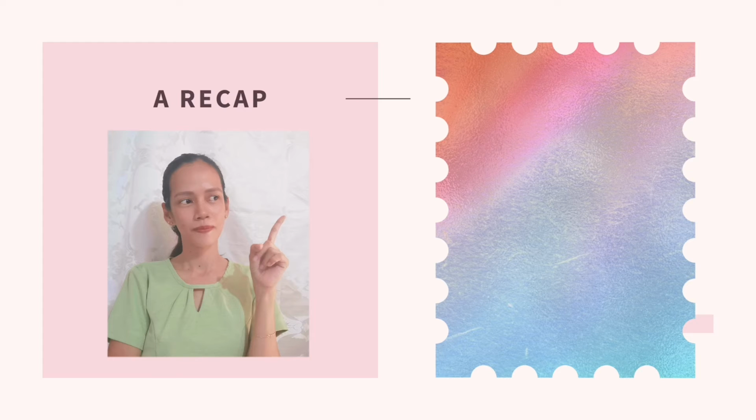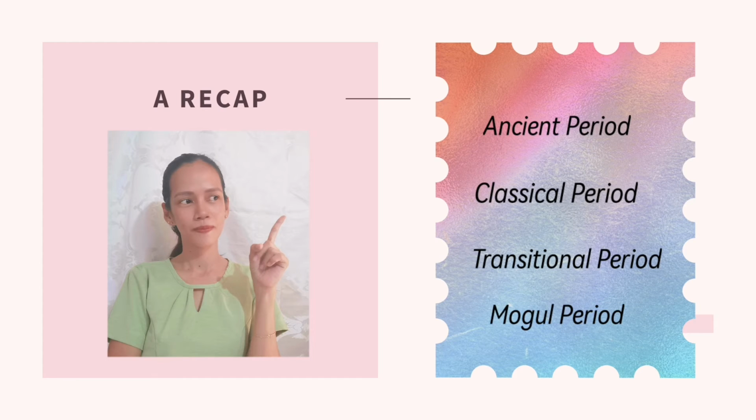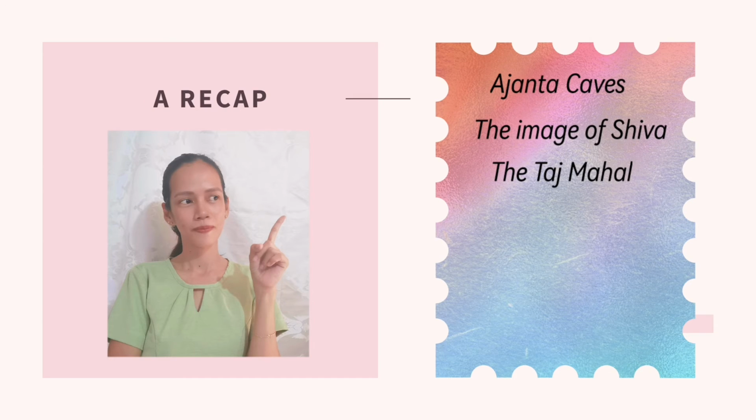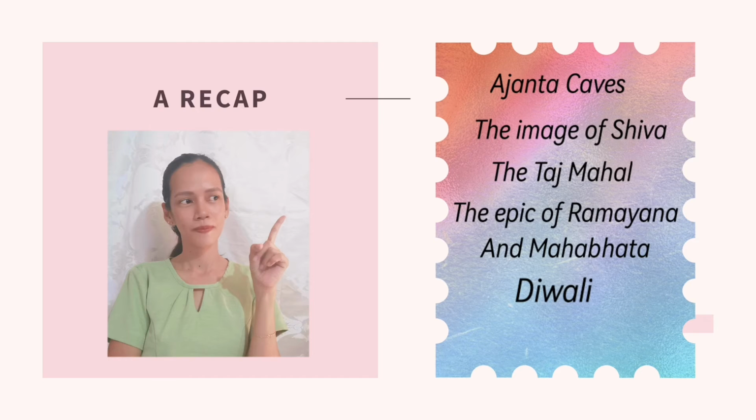Finally, we have discovered how beautiful the Indian arts are and even learned the different arts periods. Let us have a short recap of the different periods. These are the following: Ancient Period, Classical Period, Transitional Period, and Mughal Period. And also, the famous arts still present are the following: the Ajanta Caves, the image of Shiva, the Taj Mahal, Ramayana and Mahabharata, Diwali, and the Rangoli Art.